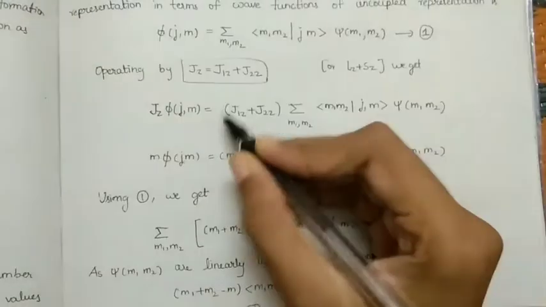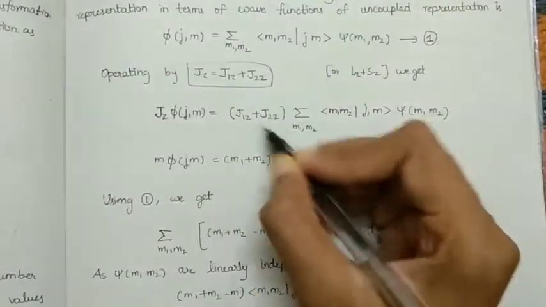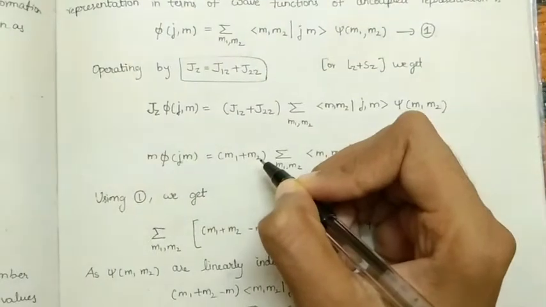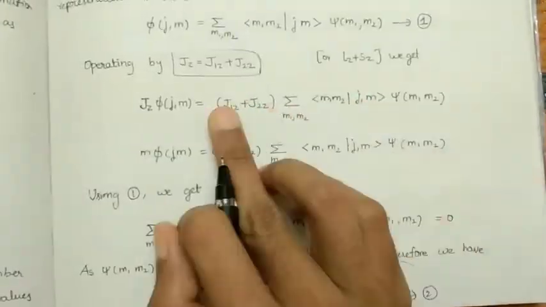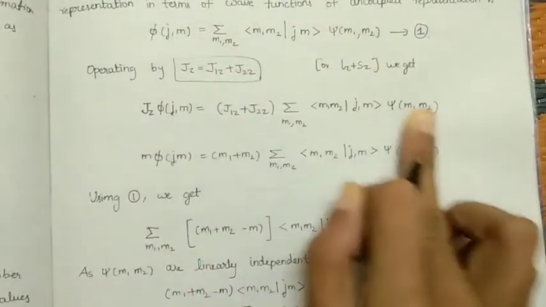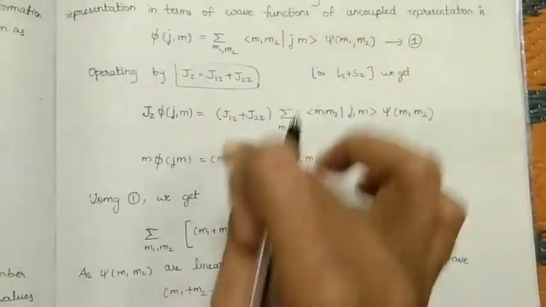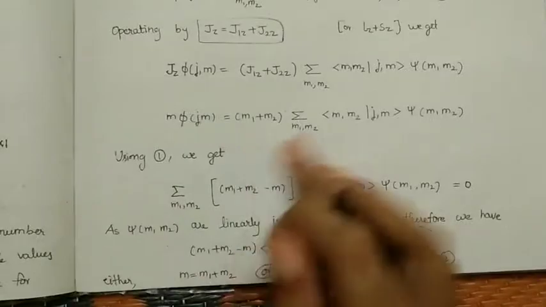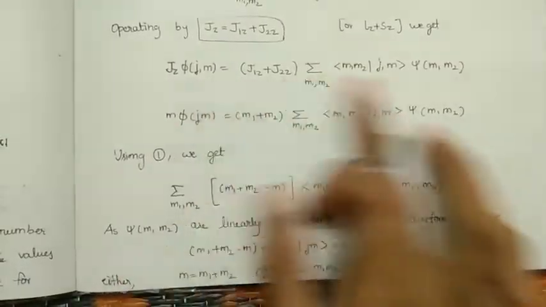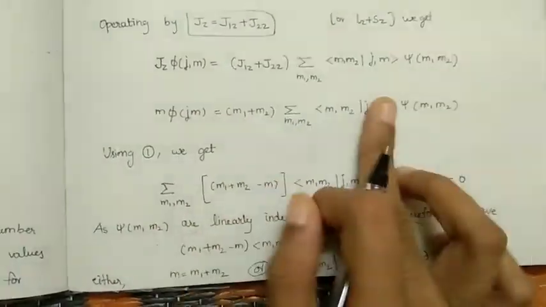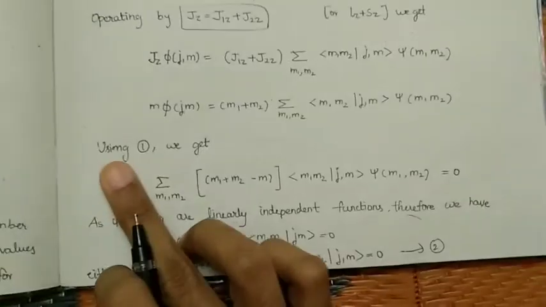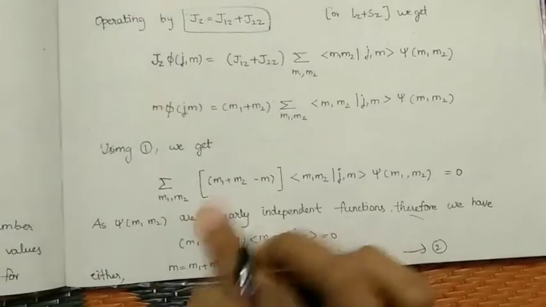So for J1Z the eigenvalue is M1 h-cut. For J2Z the eigenvalue is M2 h-cut. So after operating on this wave function, it would give the same wave function multiplied with its eigenvalue. Based on the eigenvalue equations, we are having this equation after operating, and using equation 1 we get.